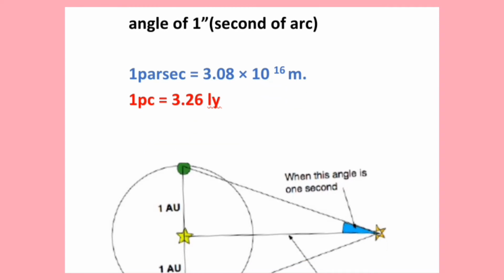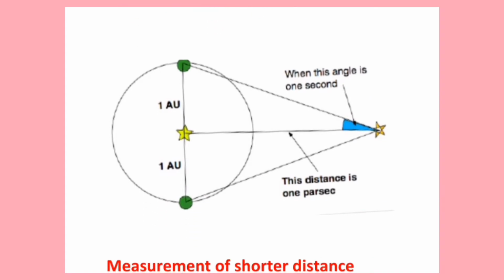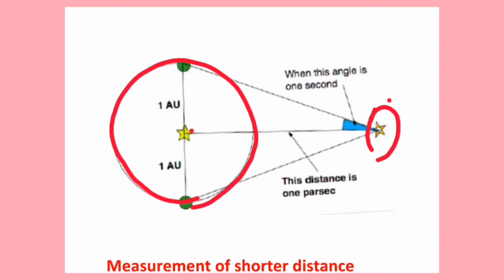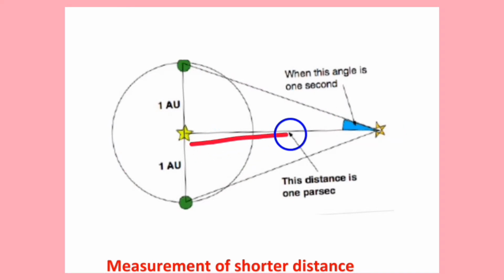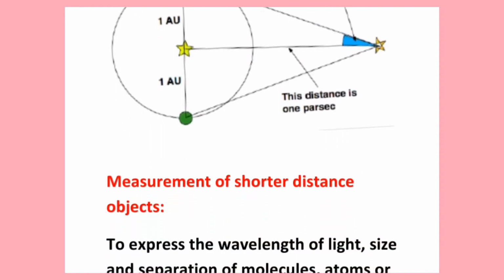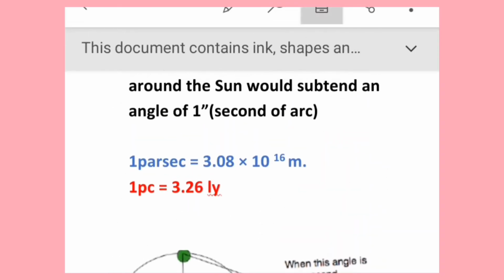As we look into this image, here there is a sun and earth. We know earth revolves around the sun in an elliptical orbit, and if you take a reference star here and the angle subtended by the sun, this is the angle. When this angle is 1 second, this distance is called 1 parsec. So this is about the longer distance objects. What are they? Light year and parsec.